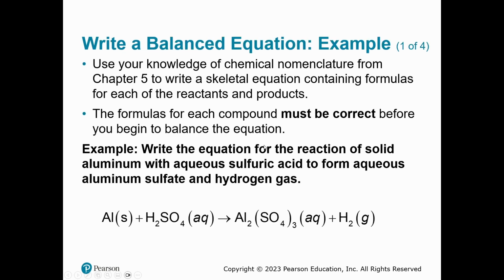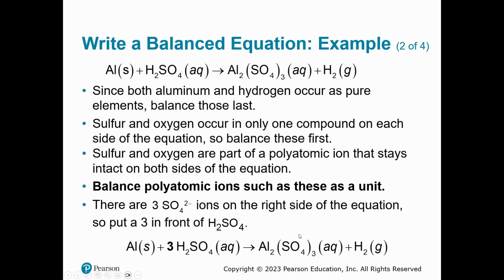So here's an example. We have a skeletal equation for aluminum reacting with sulfuric acid to make aluminum sulfate and hydrogen gas. However, you'll notice that the number of sulfates is not the same. The number of aluminums is not the same. Hydrogen is fine, but we're going to have to rearrange this, so to speak. So the first thing we want to do is start with our least electronegative element that's not a pure element.